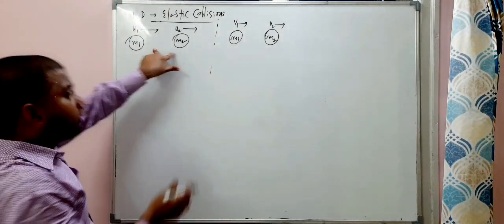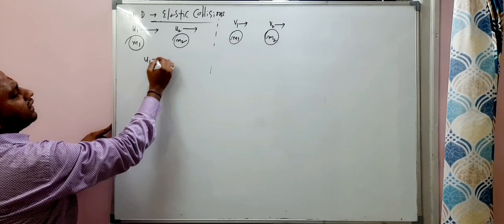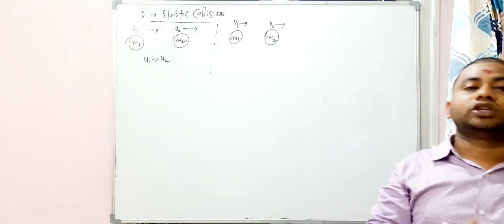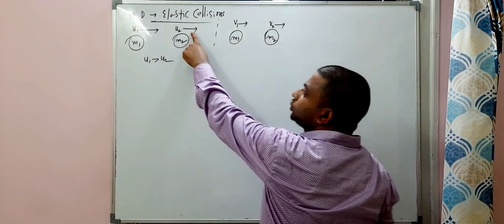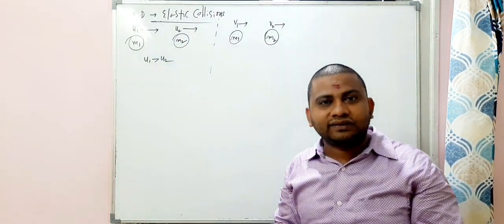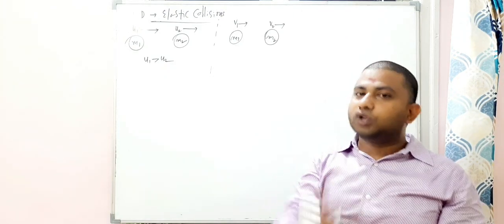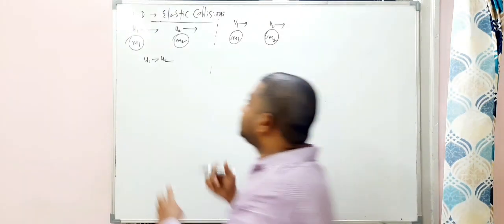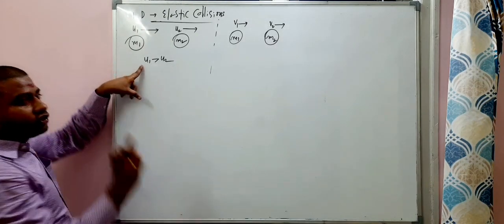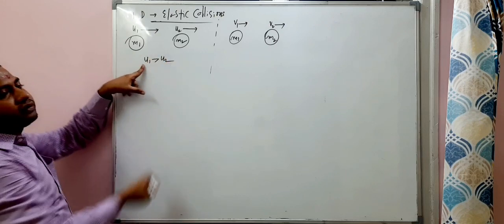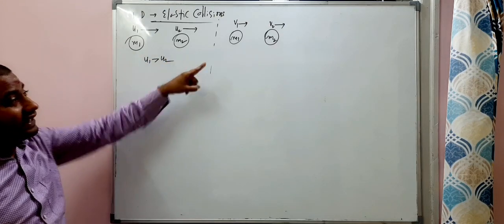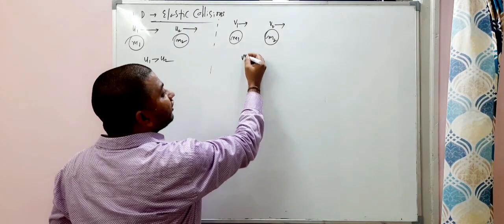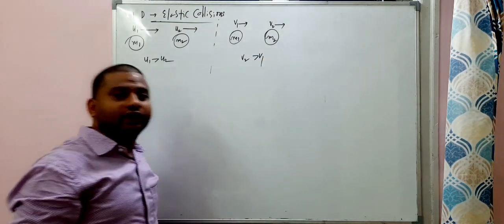Here u1 must be greater than u2, because m1 is going to collide with m2. Imagine u2 is more: will any collision take place? No. When no collision takes place, there is no concept of elastic or inelastic collisions. So in the first case, u1 must be greater than u2. And in the second case, after the collision, v2 must be greater than v1.